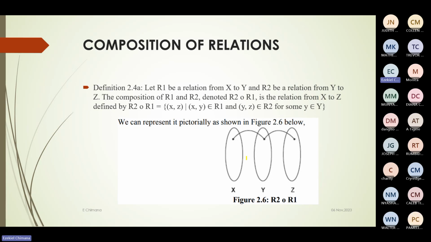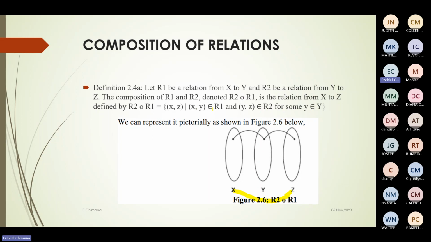So you are saying we've got 2 relations, the one from X to Y and then the one from Y to Z. The composition of those 2 relations will be something where we want to connect X to Z. We'll be connecting X to Z, but through what? Through Y, just like that. So we are saying xz such that xy is an element of R1 and yz is an element of R2 for some y an element of Y.